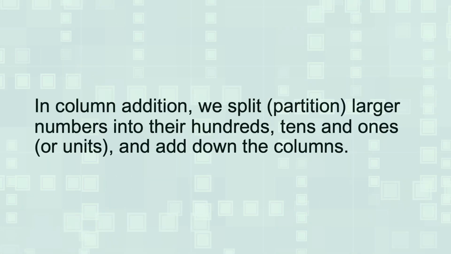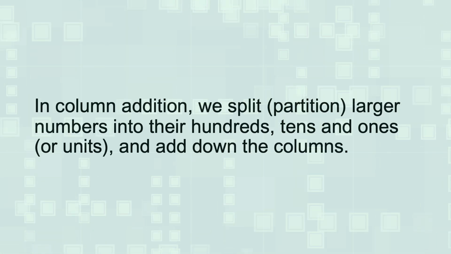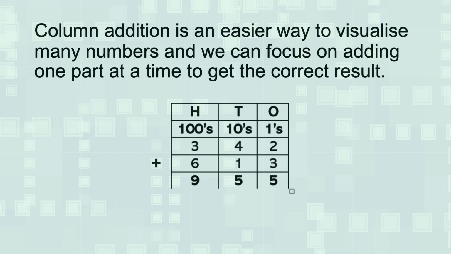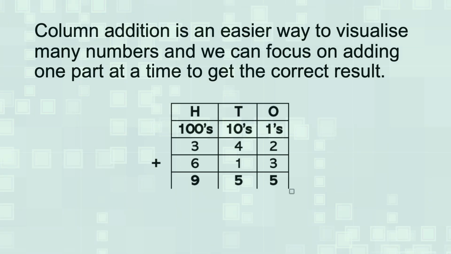Column addition. In column addition, we split, or partition, larger numbers into their hundreds, tens, and units, or ones, and we add down the columns. Column addition is an easier way to visualize many numbers, and we can focus on adding one part at a time to get the correct result.